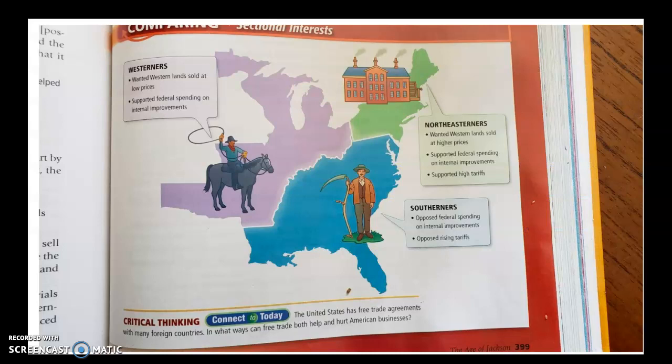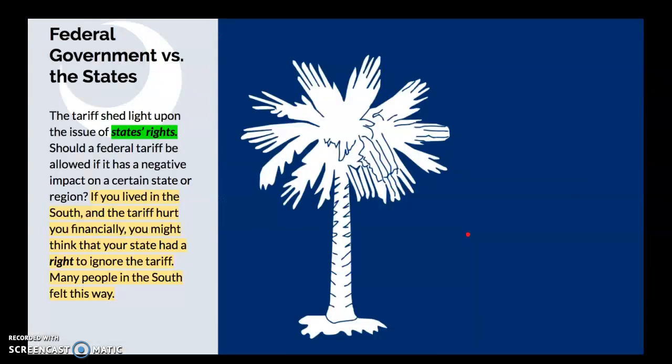All right, so this is a map from your book. I just want to show you again. These are the sectional interests that existed in the country at the time. Here you go. You have the Northeast. Here's a factory that we just talked about, a manufacturing facility. Here's the South. They oppose the rising tariffs, and here are the issues out in the West. You see, look, a cowboy or something right there.